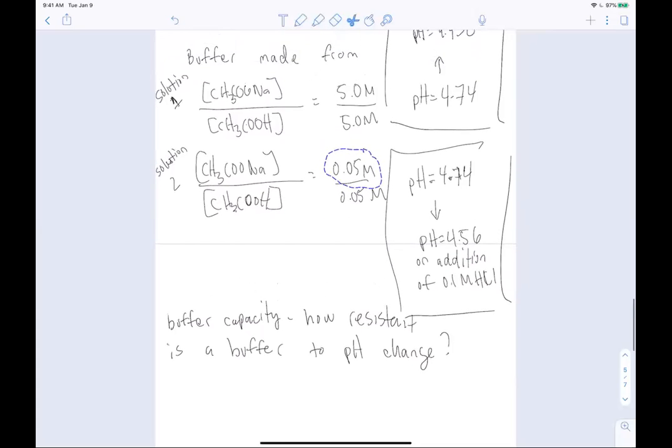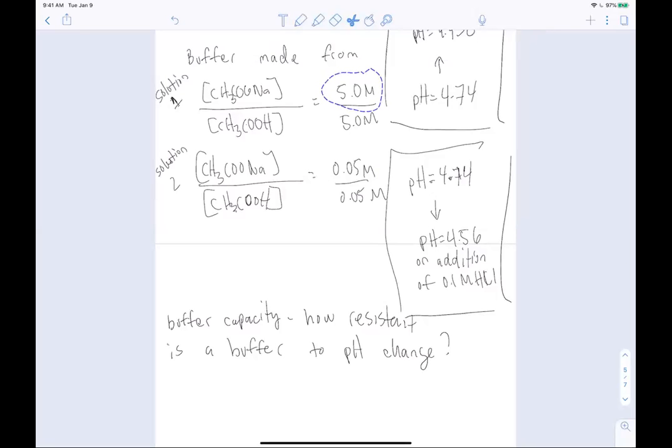Whereas if we look at this top one right here, the buffer capacity for that one, if you're adding acid, is going to be closer to 5 molar. You'd be able to add 5 molar acid, and then after you add that, your pH will start to change really rapidly. So your buffer capacity is a measure of how long you can continue to add acid until you break the buffer system.